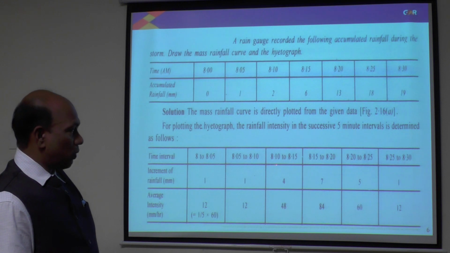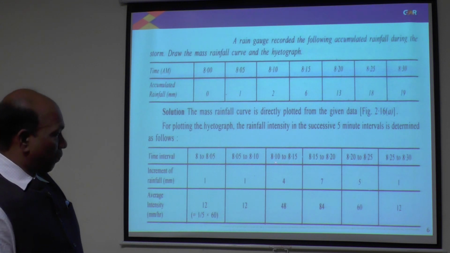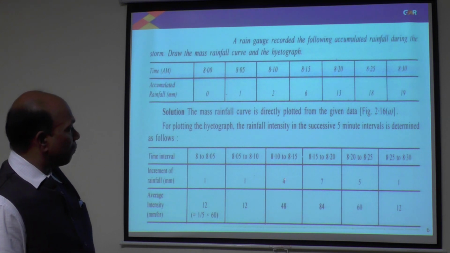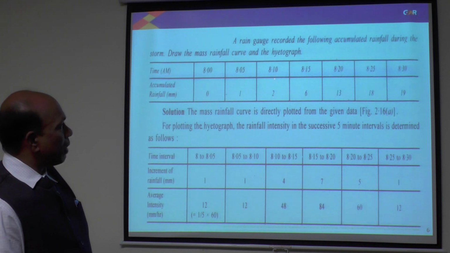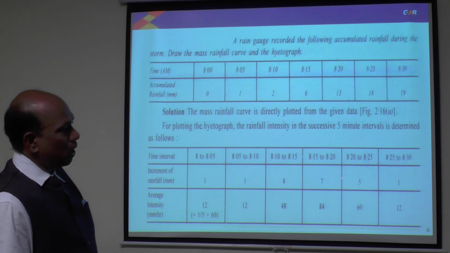Then 8:10 to 8:15. The time interval is only 5 minutes. But what is the incremental rainfall? Here it is 2 mm at 8:10, and at 8:15 it is 6 mm. The incremental rainfall is equal to 4 mm. Like this we have noted here.